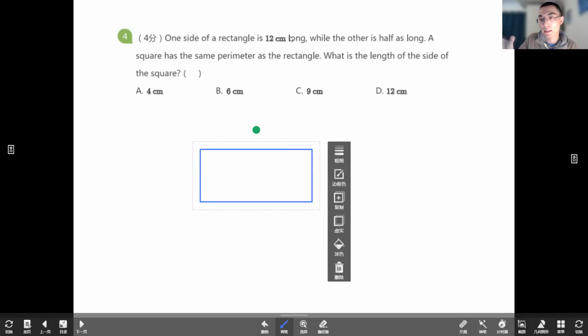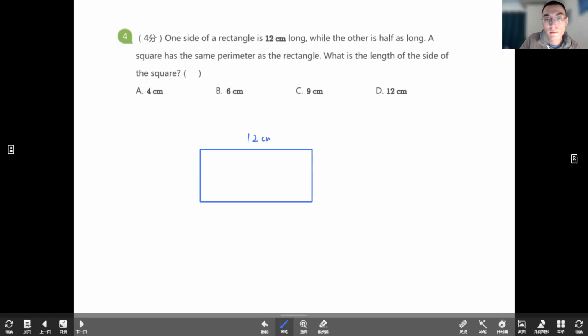So we have a long side and a short side. The long side is 12 centimeters, and the short side is half. So it'll be 12 divided by 2. That means it's 6 centimeters.